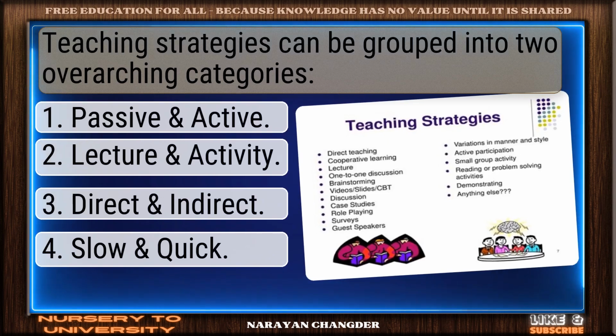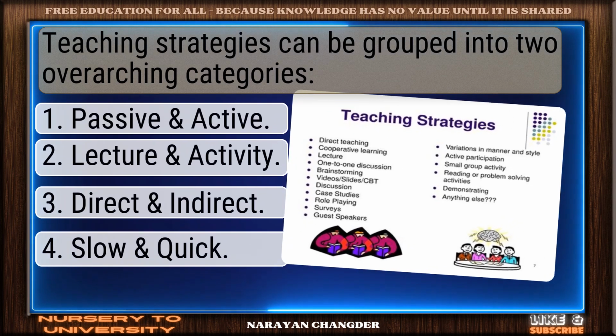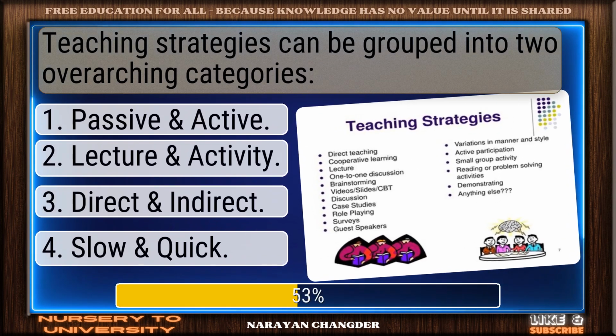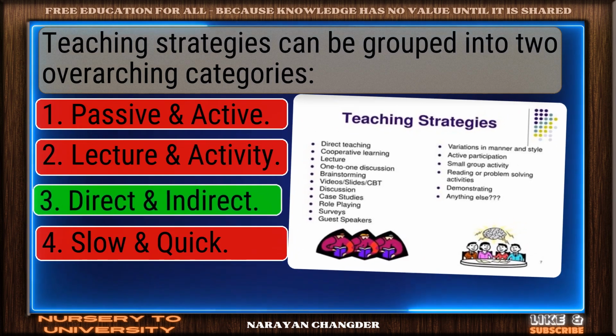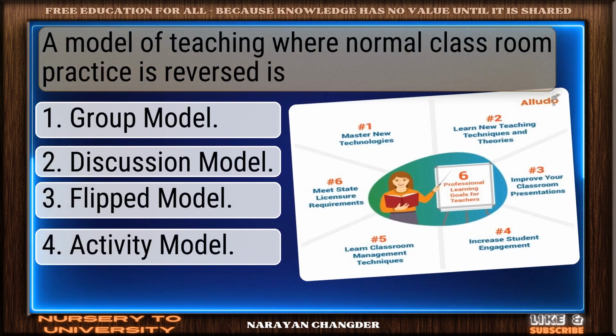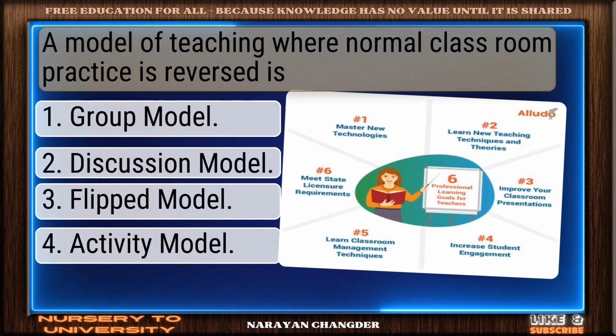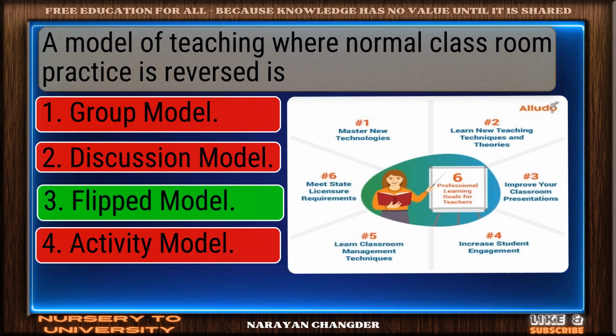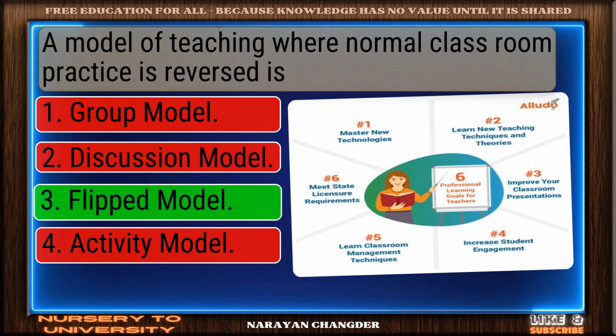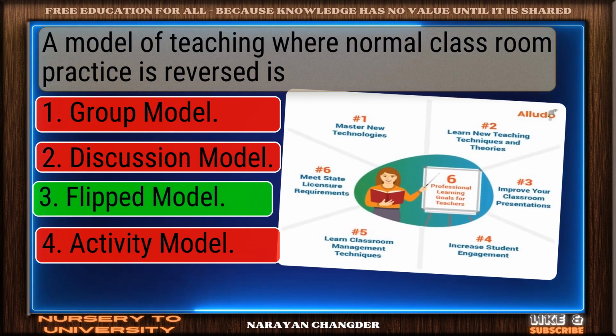Teaching strategies can be grouped into two overarching categories. Good thinking. Direct and indirect is the right answer. A model of teaching where normal classroom practice is reversed is. Exactly. Flipped model makes sense and it is the right choice.